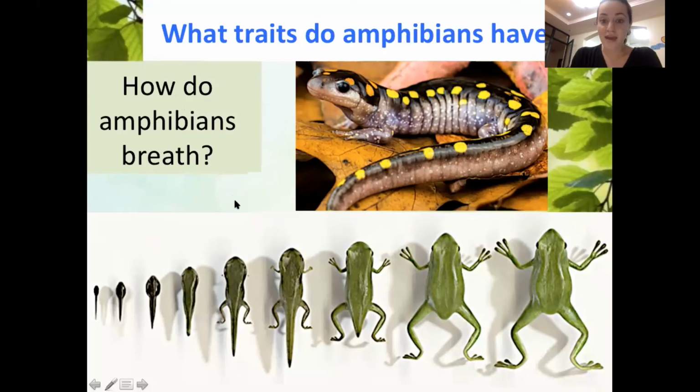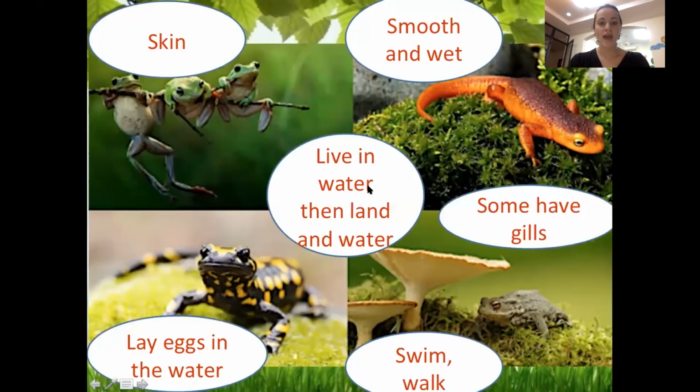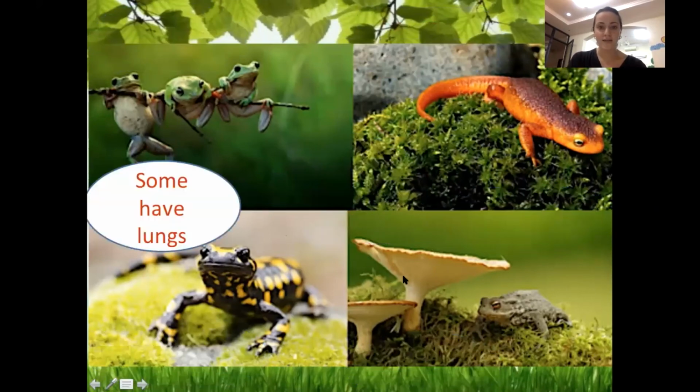How do they breathe? When they're babies, they breathe with gills. When they're adults, they breathe with lungs. Okay, here we go. They have skin. They're smooth and wet, except for toads. Some have gills. They lay eggs in water.